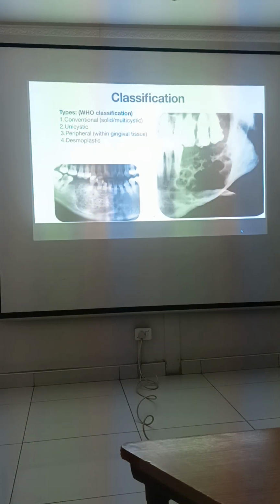So for classification of the tumors, the World Health Organization classifies tumors into 4 types, which is the conventional or multicystic, could be unicystic, peripheral, or desmoplastic.